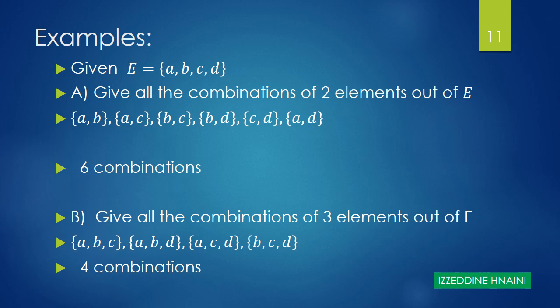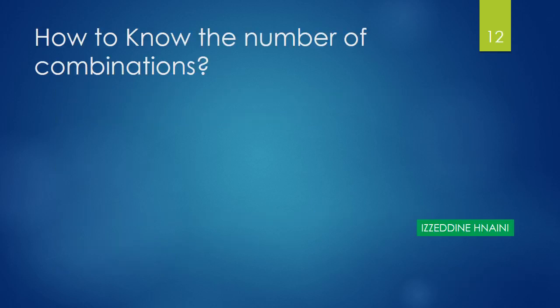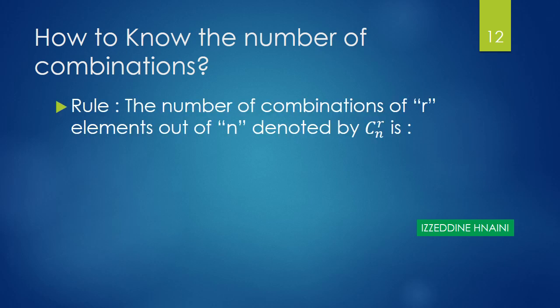Now, how do we know the number of combinations without finding all these combinations as we did before? We have a rule: the number of combinations of R elements out of n, which is denoted by the symbol C(n, R), where n is the total number of elements of E and R is the number of elements we are forming, is C(n, R) equals n factorial over R factorial times (n minus R) factorial.